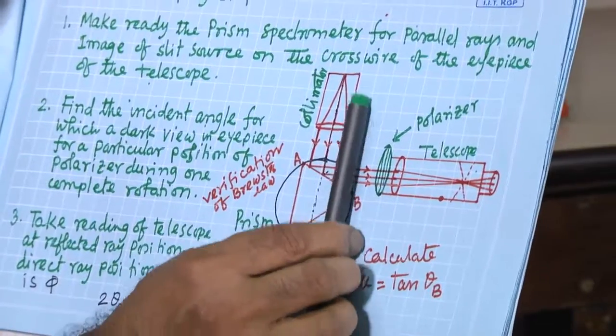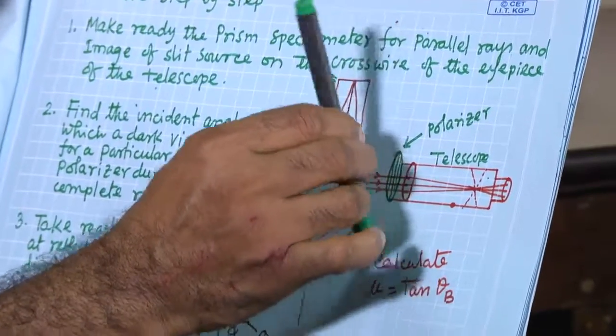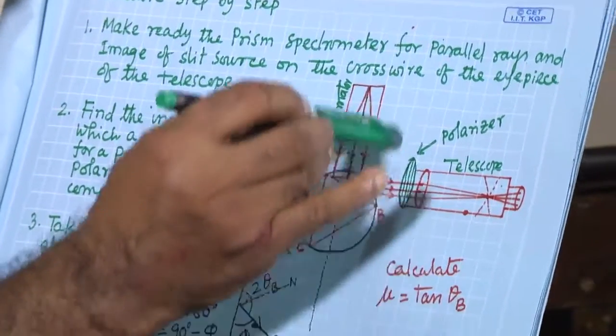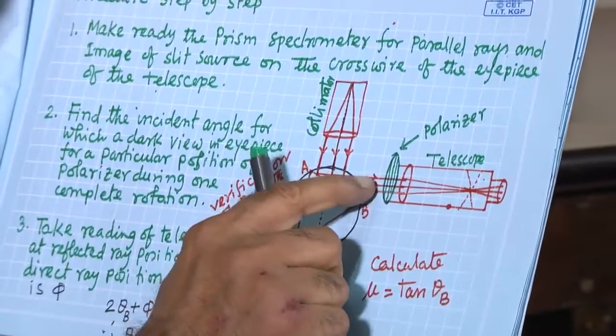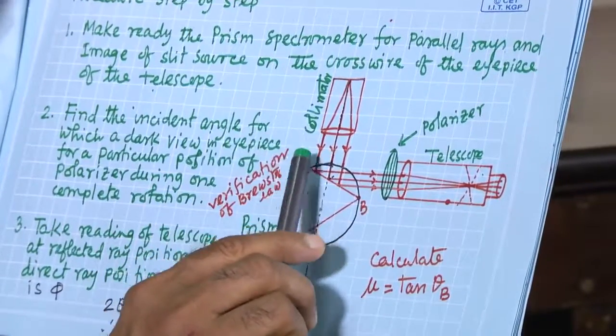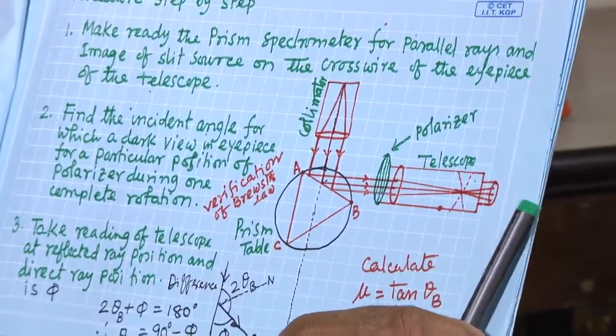When it is completely polarized, the optic axis is perpendicular to the direction of the electric component, so there will not be any electric component, meaning light will not pass through it. Okay.